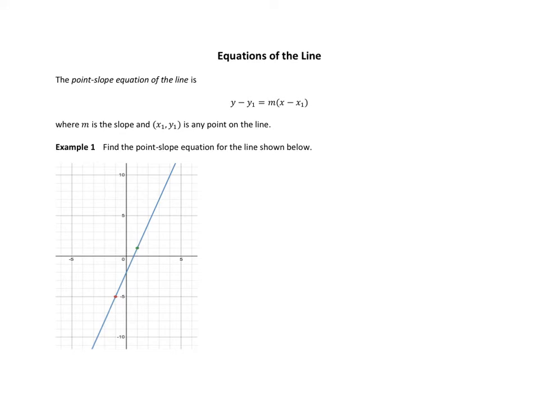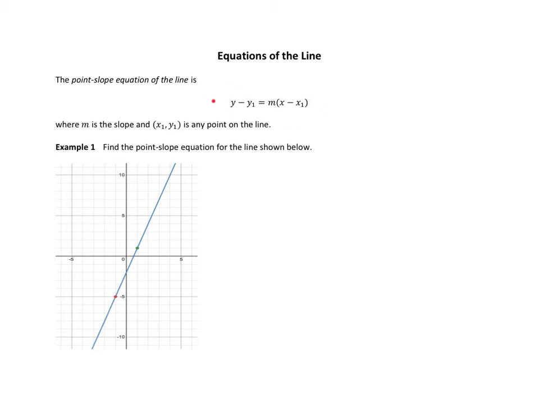In this lesson, we'll go over two different forms for the equation of a line. We're going to start with the point-slope equation, which is given by this: y minus y1 is equal to m times x minus x1. So here (x1, y1) is any point on the line, and m is the slope.